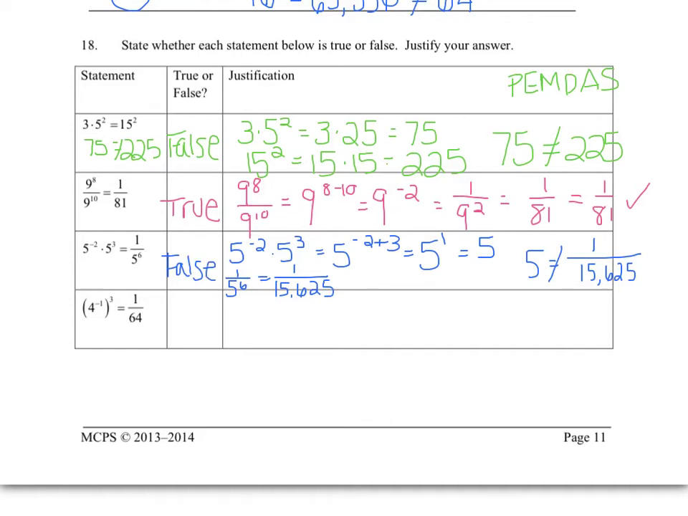And finally, we have 4 to the negative first to the third power. And we want to see, does that equal 1 over 64? Well, when I have a power, the rule says I keep the base and I multiply the exponents. So 4 is my base and negative 1 times 3 is negative 3. Well, when I have negative exponents, I take the reciprocal and I make the exponent positive. Finally, I have to find out what 4 to the third is. And 4 times 4 times 4 is 64. Therefore, 1 over 64 does equal 1 over 64, and this must be true.